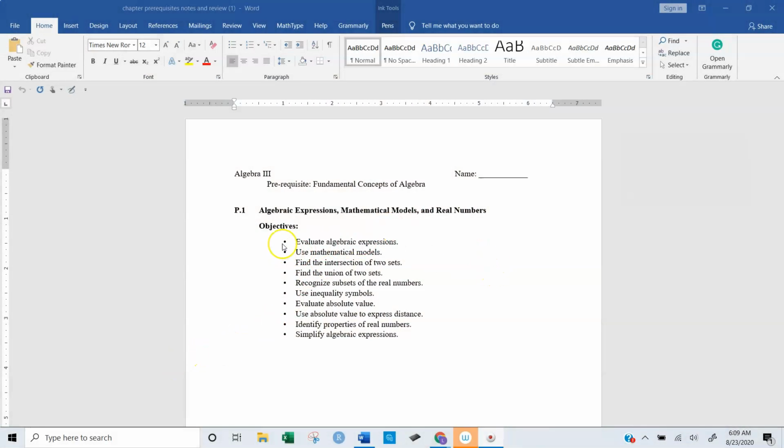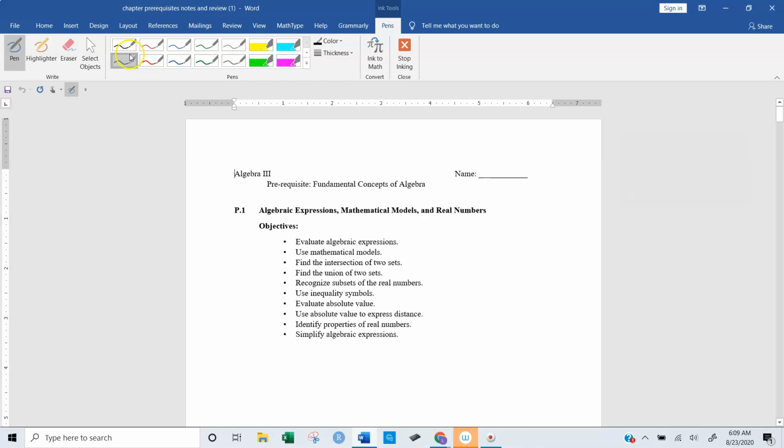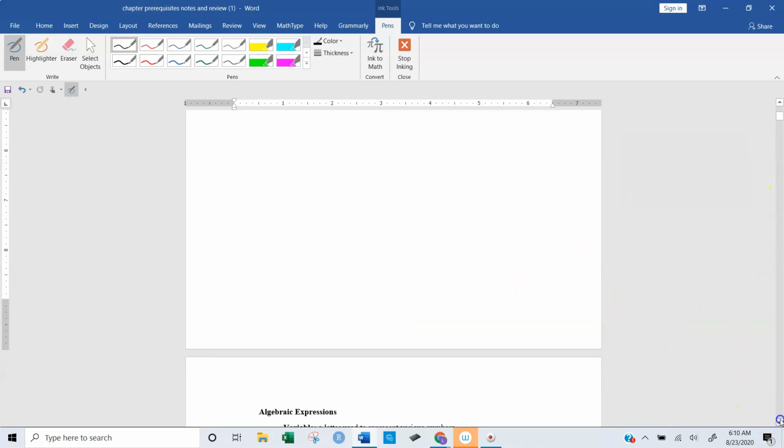All right, here, this is everything we're going to cover in this section. As you notice, there is quite a few things. It's not terrible. It just looks a lot longer than it really is. So we're going to evaluate expressions. We're going to use math models. We're going to talk about intersection and union. We're going to recognize subsets. We're going to do inequalities, absolute value. Remember the absolute value is distance. And we're going to remember or review some of your properties that you've had before. So have your notes out and let's go.